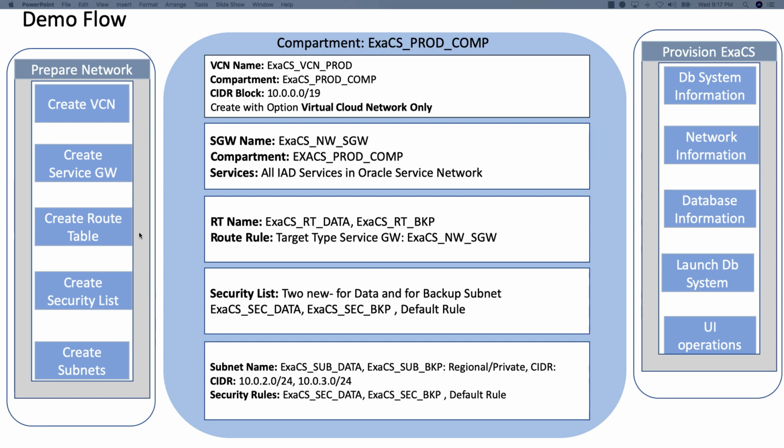So once this networking preparation is done, we will go ahead and provision Exadata Cloud Service. As part of the ExaCS deployment, it is going to ask for information on the database system. We'll also provide network related information. Then there will be a section on database information, and finally we will be able to launch the database system.